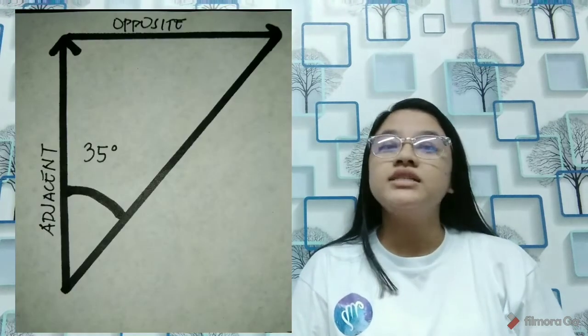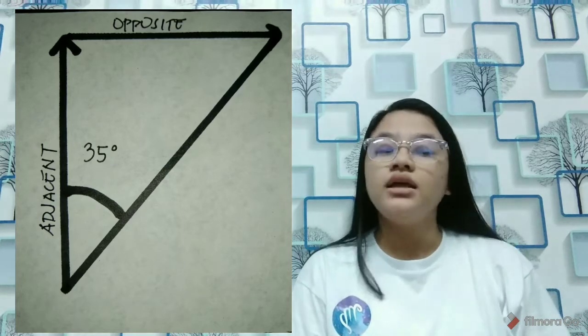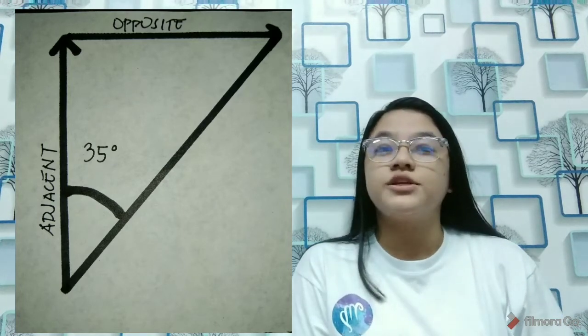But most of the students are confused on it, so they get the wrong answer. We will analyze which is the opposite side and the adjacent side. The opposite is in the east direction and the adjacent is in the north side. Take note that our angle theta is 35 degrees.